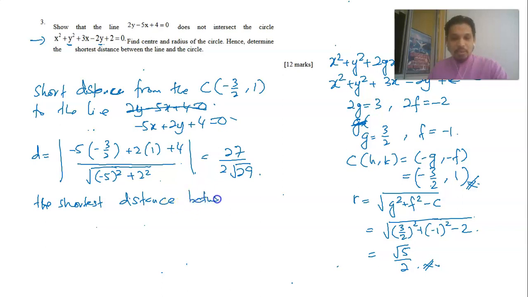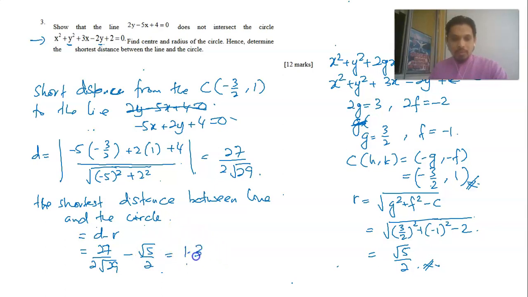The shortest distance between the line and the circle is d minus r, which is 27 over 2 square root of 29, minus square root of 5 over 2. Okay, it is 1.388, or approximately 1.39. Okay, next.